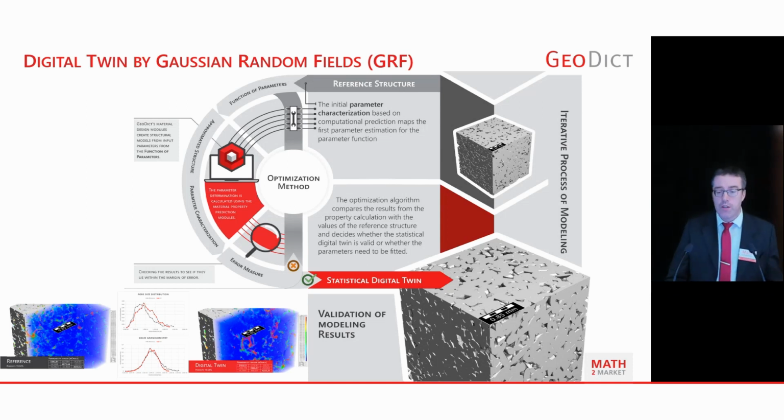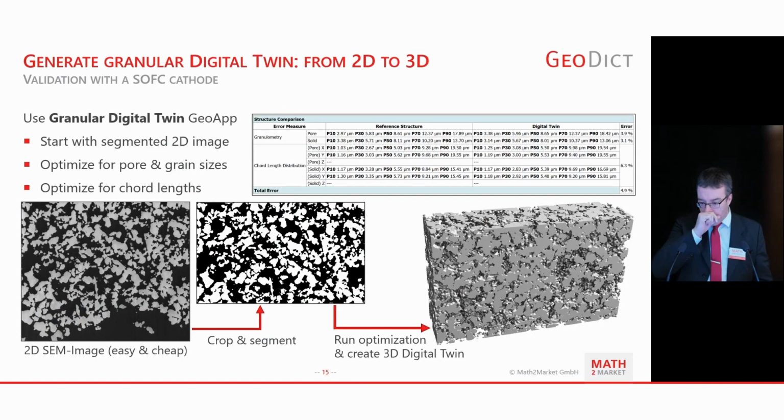What we've introduced, this was actually from GeoDict 2023. With GeoDict 2024, we improved this GeoApp to create a 3D digital twin based only on a 2D image. Well, as we've heard yesterday, in general, 2D images are much easier to acquire and much cheaper. For example, here is a 2D SEM image of a solid oxide fuel cell cathode, where the original image is shown on the left, and the created digital twin is shown on the right.